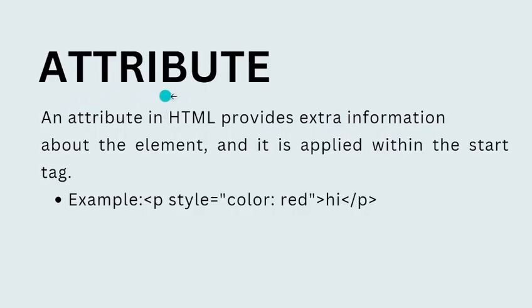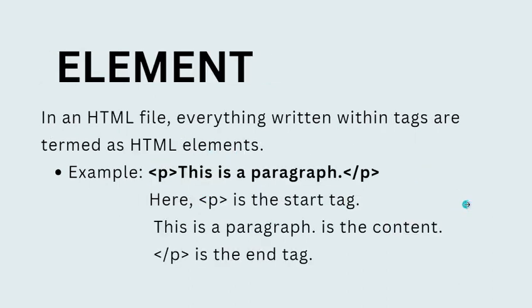An attribute in HTML provides extra information about the element. Here it is used in the tag. So for example, you can see in the paragraph tag, I'm giving it style. So the color, I want it to be in red. So I have specified that it is red. So here, hi will be printed in red color.